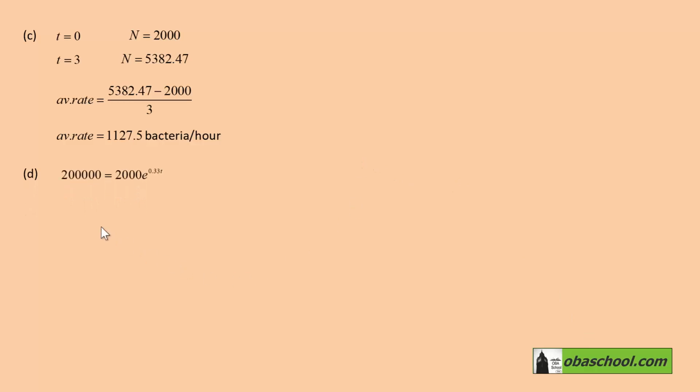So now in part D, we want to know when it's 100 times. So instead of being 2,000, it would have grown to 200,000. Well, that gives us, just dividing both sides by 2,000, that e^(0.33t) is 100. Taking the natural log of both sides, and remembering once again that the natural log and the exponential are inverse functions, we get 0.33t is the natural log of 100. So t is ln 100 divided by 0.33, and that's 13.96 hours.